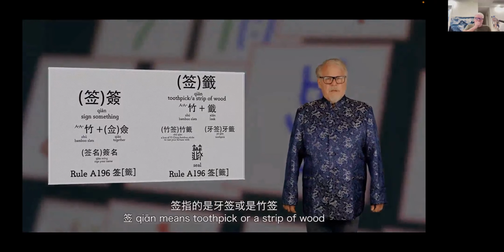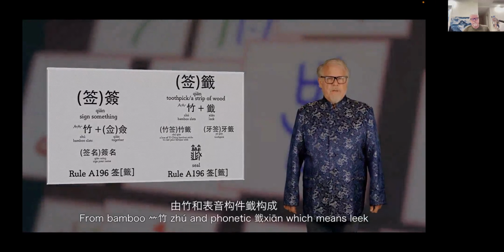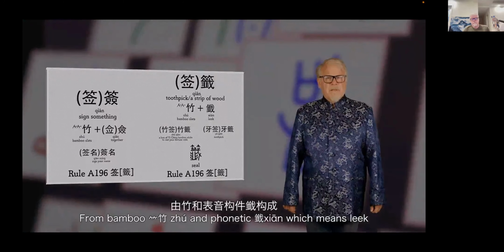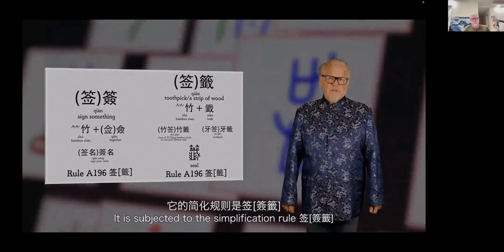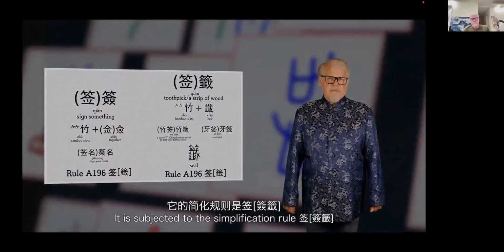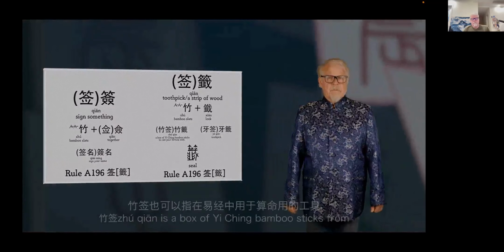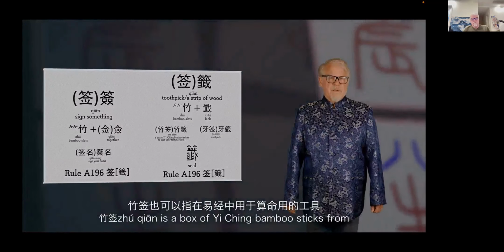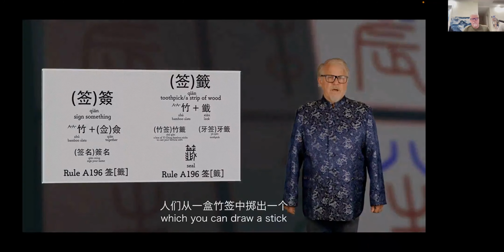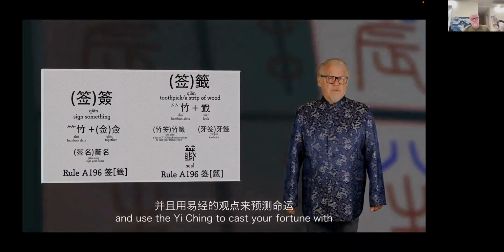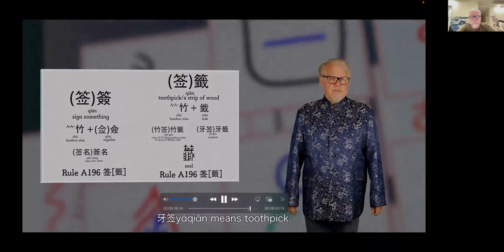Qian means toothpick or a strip of wood, from bamboo, zhu, and phonetic xian, which means a leak. It is subject to the simplification rule A196, which makes it into a different character altogether. Zhu Qian is a box of I Ching bamboo sticks from which you can draw a stick and use the I Ching to cast your fortune with. Ya Qian means toothpick.